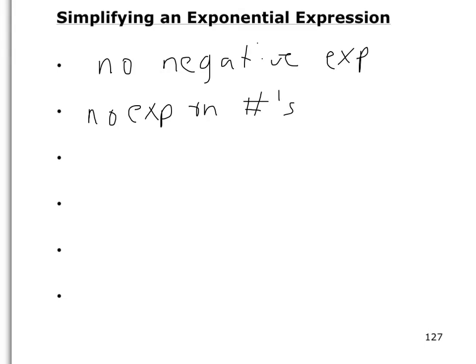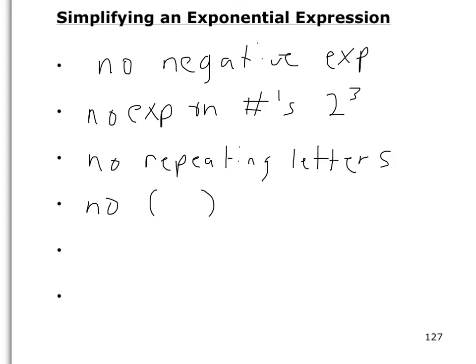For example, you couldn't have 2 to the third. That would be 2 times 2 times 2 instead. Can't leave an exponent on a number. Third, there are no repeating letters. All of those must be combined, so you must combine like terms. No repeating variables.